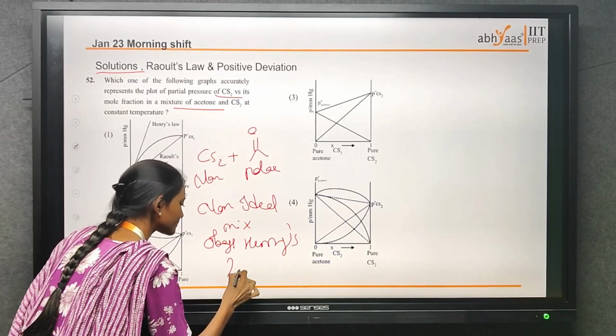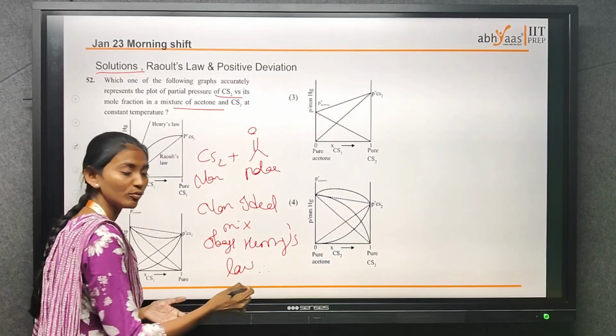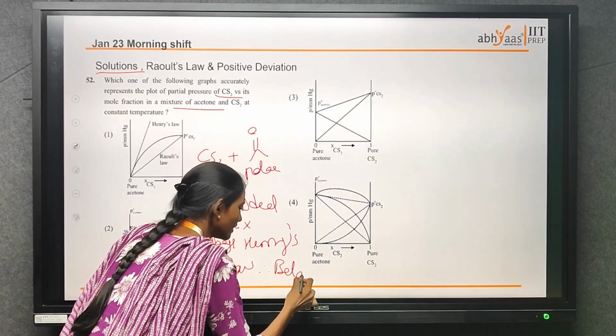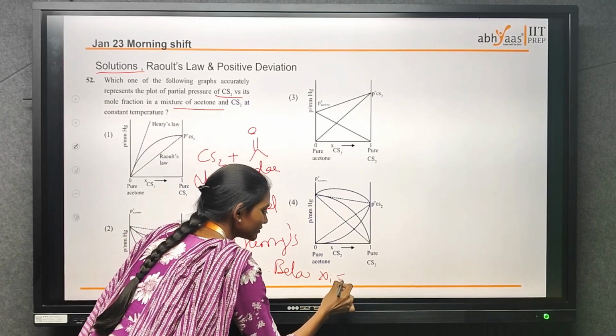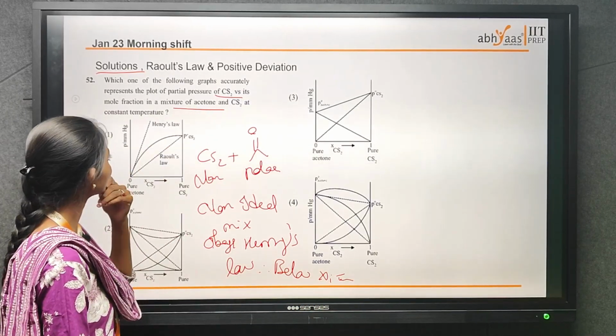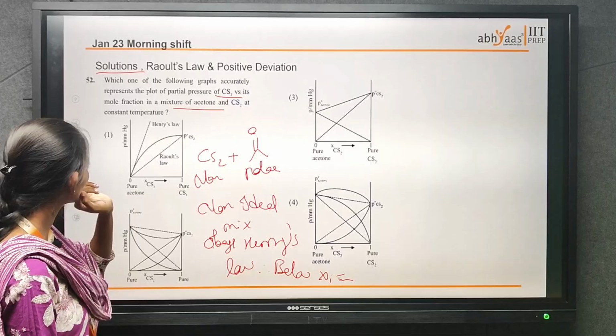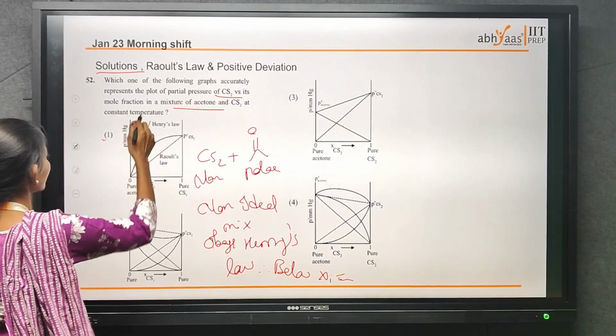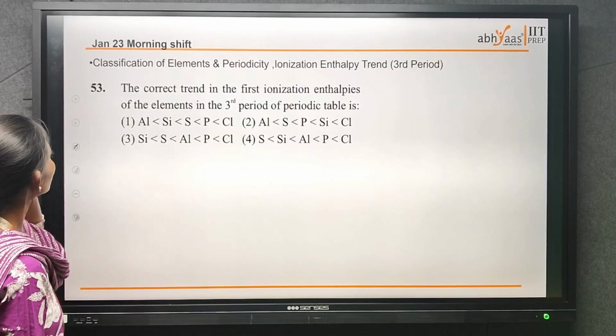That means, therefore, below mole fraction of individual. It means mole fraction of individual, right? So here you can see the formula. Assuming this, you will get the answer as option 1. Okay. And moving on to the next question.